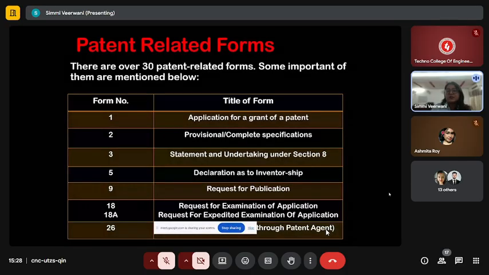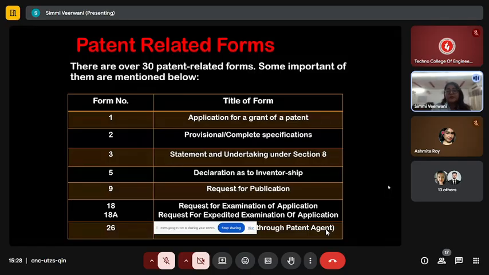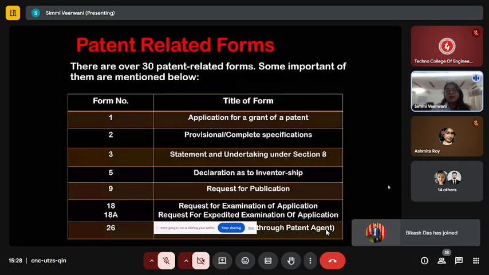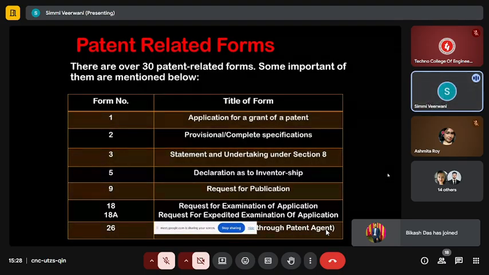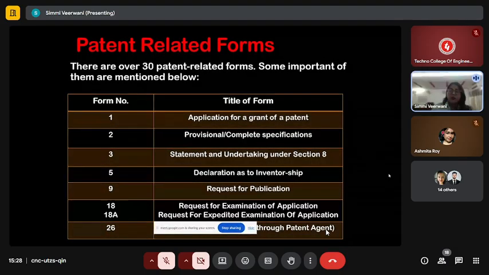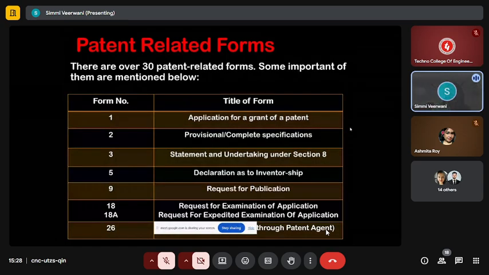Form 2 contains the provisional and the complete specification. A provisional specification is a specification that is not complete. That means the invention has been made, but the complete work has not been done. So just to protect the invention, you can file a provisional application, and from the date of filing, within 1 year, you need to file a complete specification, where the specification has all the knowledge and information, like the summary, the title of the invention, and everything else.